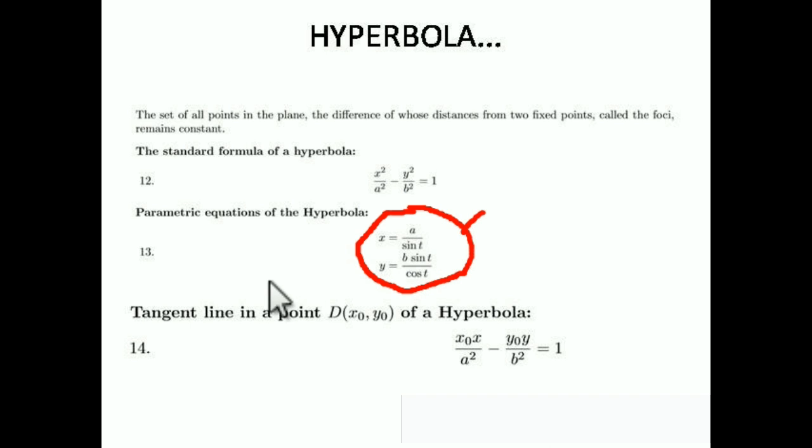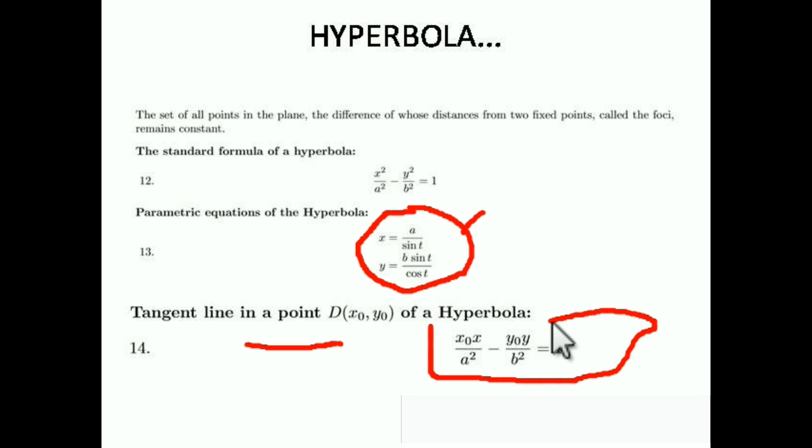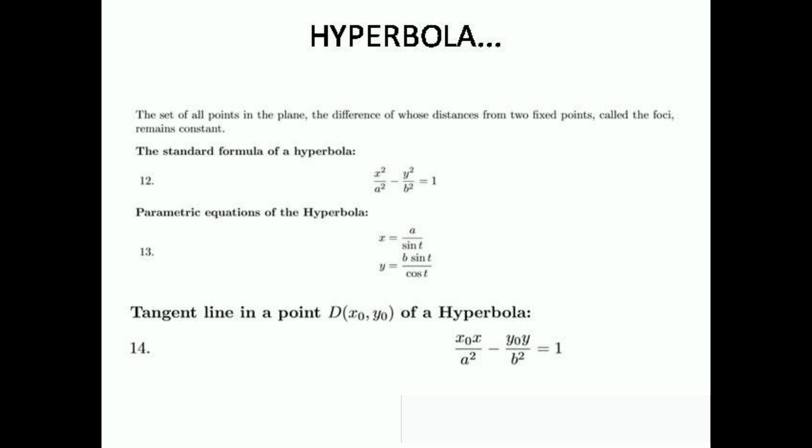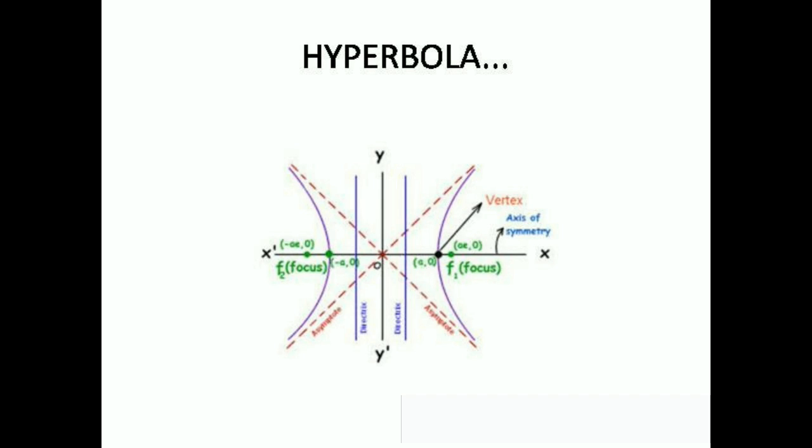And this is also one important point to remember, that is the tangent. The tangent, as we saw in the previous video, is the same as for the ellipse, but the difference between ellipse and hyperbola is this minus sign. In the ellipse, this sign is plus. The equation is x0 x upon a square minus y0 y upon b square is equal to 1, where x0 and y0 are the point where we have to find the tangent. This we all know. So this is the hyperbola with the transverse axis as the x-axis.